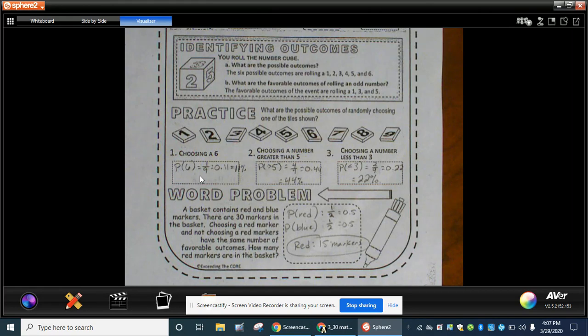Please cut this out, tape it, or glue it into your notebook. Check out that vocabulary list.